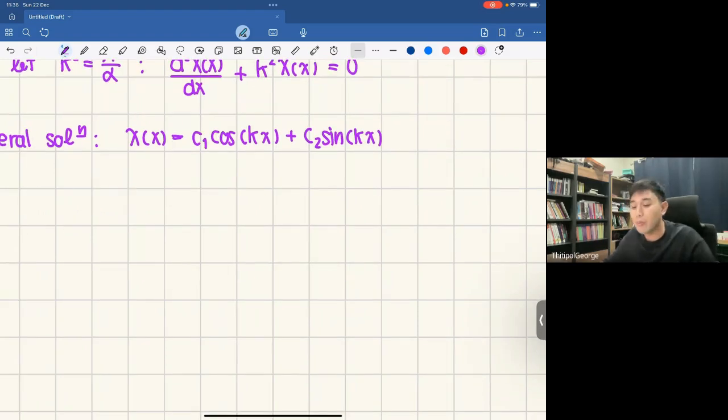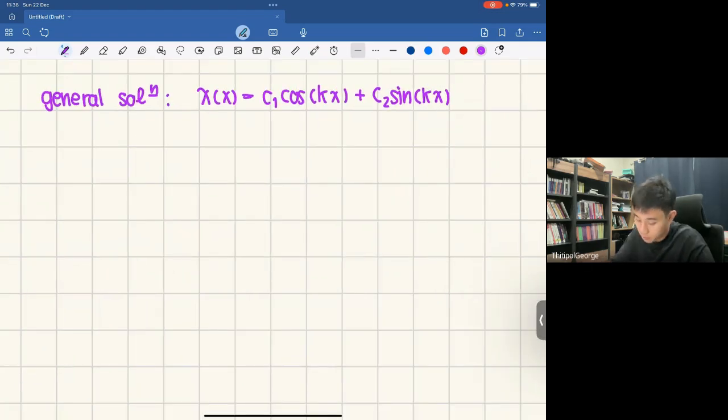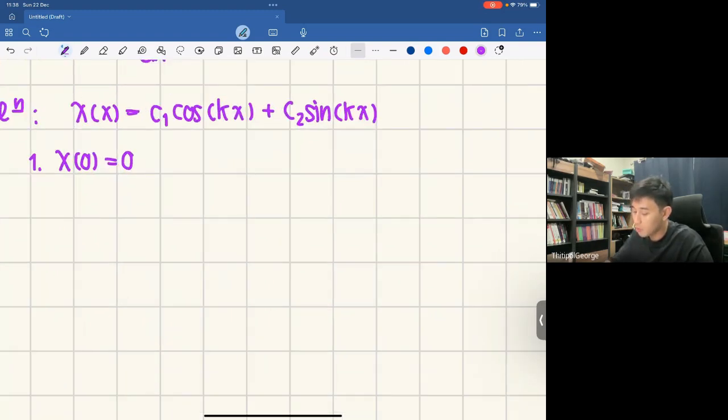Similar to the simple harmonic equations, if you apply the boundary conditions, we get the following. For the first one, we know that X(0) should be 0. So the sine term becomes 0 and the cosine term becomes 1, and this term is going to be 0. So we get that c1 is supposed to be 0, meaning that X is supposed to be c2 sine of kx.